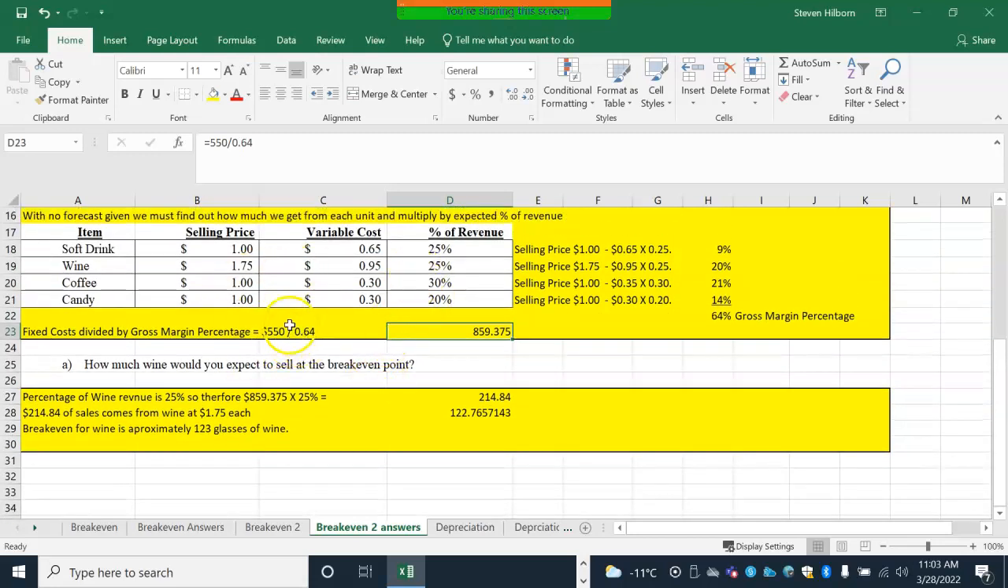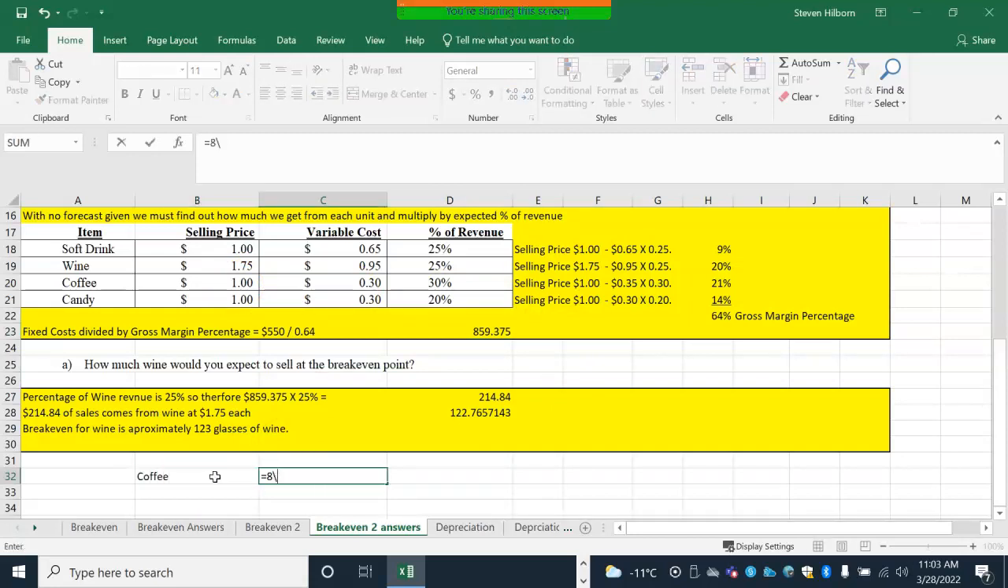And you could do the same thing for coffee and candy. $860 times 30%, find out what that amount is, and then divide that by $1 will tell you how many coffees. So if I said coffee, I'm going to use 860 because it's easy, times 0.30. We sold $258 worth of coffee, and $258 divided by $1 each is 258 cups of coffee. So that gives you an idea.